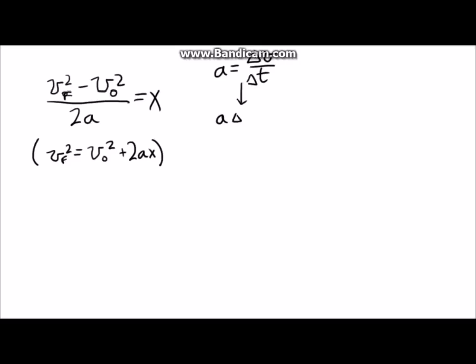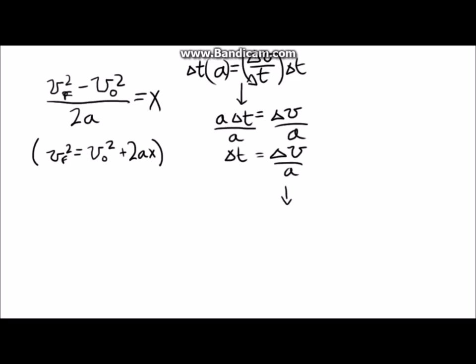A equals change in v over change in t. Now, if you multiply both sides by change in t, then you get a change in t equals change in v, and divide both sides by a, you get change in t equals change in v over a, which is useful if you don't have t and you have change in v and acceleration. Now, I'm going to substitute vf minus v0 in for change in v because that's really the same thing.